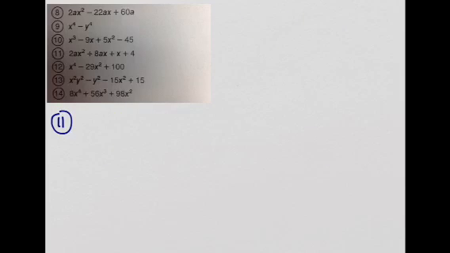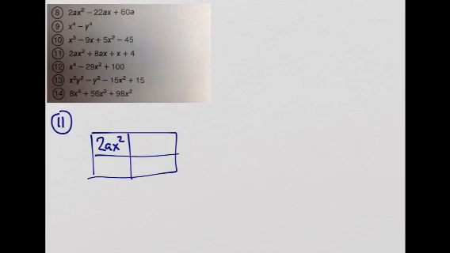11 is another 4-term polynomial, so I'm just going to set it up. 2ax squared, 8ax, x, and 4. So the greatest common factor in the first row is 2ax. So then I have to multiply by x to get 2ax squared. I have to multiply by 4, the 2ax times 4, to get 8ax. And then the x has to be multiplied by 1 to get x.